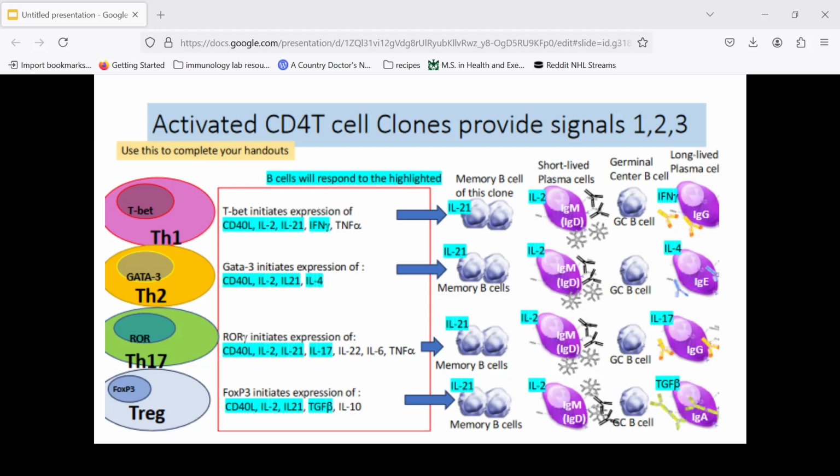Then we've got our signal 2, which is the same as it is for a CD4 T cell. So it's our B7 to our CD28. And then we've got our signal 3, which is our cytokines. I don't think she's going to ask you anything about this specifically.